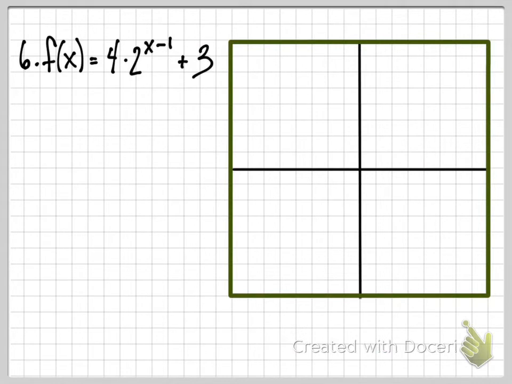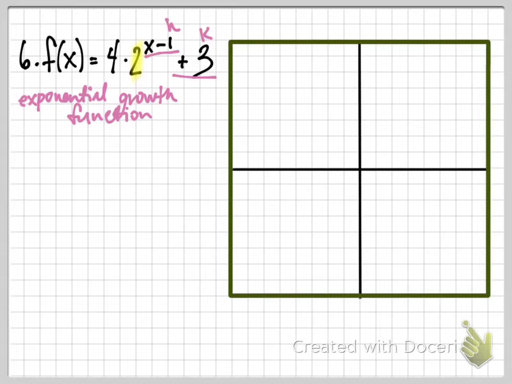Okay, the next example we have b is 2, but you'll notice that my exponent is not just x now, it's x minus 1 and plus 3. So now I have an h value and I have a k. So that's going to make things a little bit different. Since my b value is greater than 0, that would mean I have an exponential growth function.